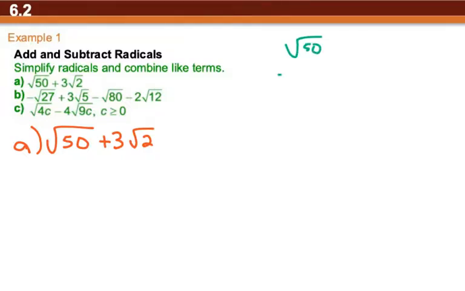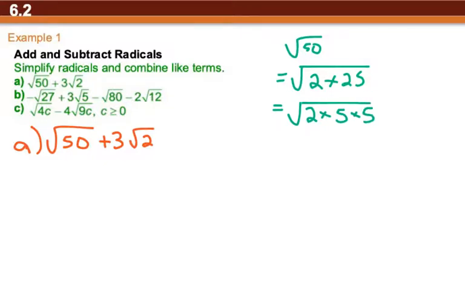So, root 50. We need to prime factorize it. 50 is divisible by 2. We get 2 times 25. Looking at 25 now, it's not divisible by 2. Check if it's divisible by 3. It's not. Check if it's divisible by 5. Yes, it is. It is 5 times 5. And just like that, we are fully prime factorized. Look for pairs. Since this is a square root, we have a pair of 5s that can come out, and root 50 is equivalent to 5 root 2.